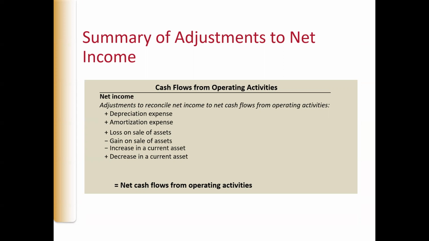The next thing we'll do, if there's an increase in a current asset, we subtract it. If there's a decrease in the current asset, we add it. But with current liabilities, we flow with it: if it's an increase, we add it, a decrease, we subtract it. We do all that to come up with our net cash flows from operating activities.